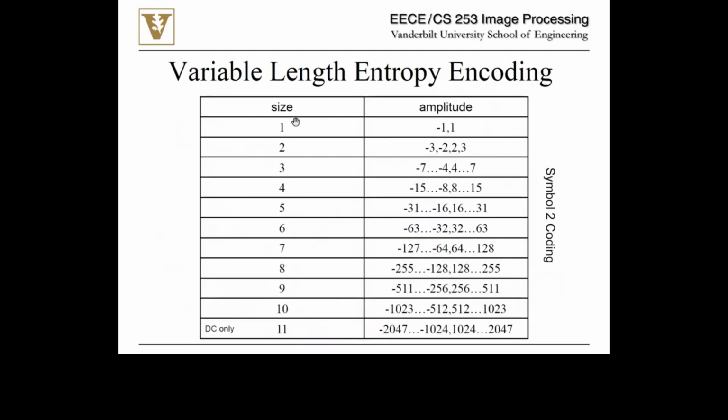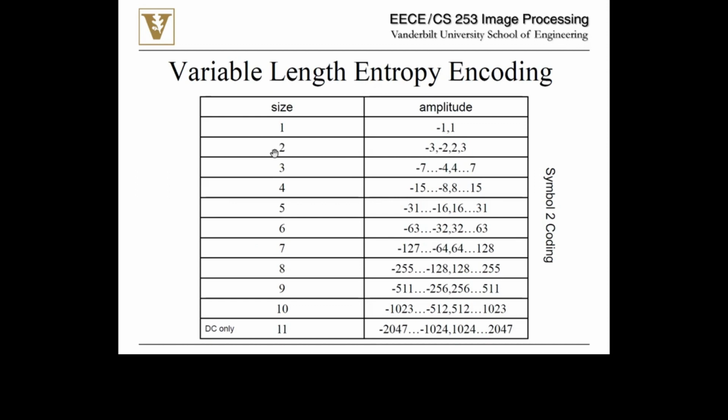Okay, so when the size is 1, I will send minus 1 or 1. How many bits do I need to send this? 1 bit. And it is a very common value, because as we have reasoned before, many of the nearby blocks have nearby single values. So this value will be very common, and it requires only 1 bit.